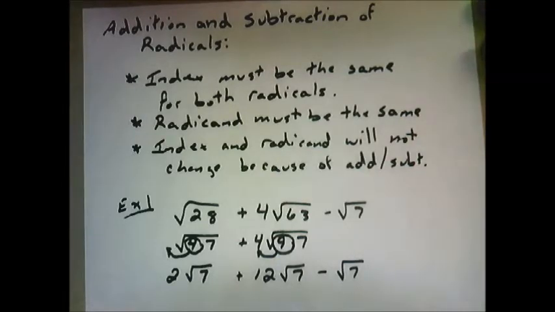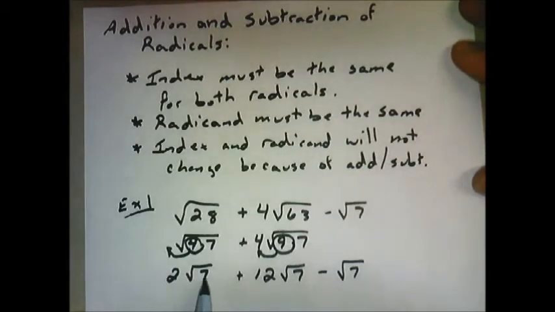Now in order to add or subtract, we make sure, again, the indices are the same, and now our radicands are the same. So we're going to simply add or subtract those outside numbers. Remember, if there's not a number outside of a radical, it's going to be 1. We can say this is 1 times the square root of 7, 12 times the square root of 7, and here, 2 times the square root of 7.